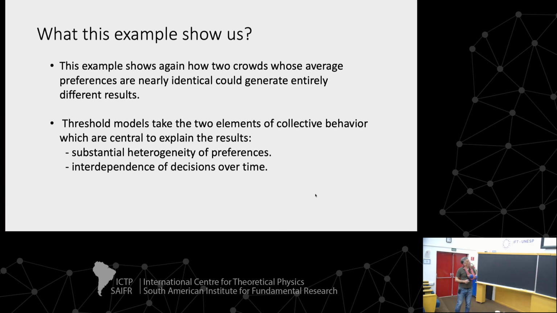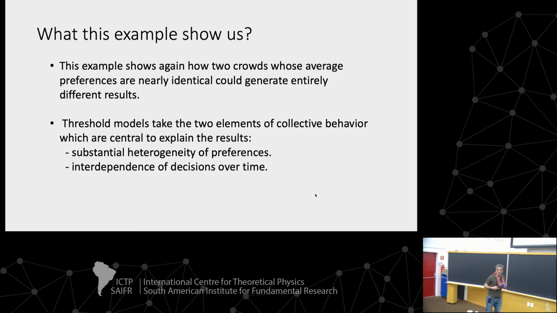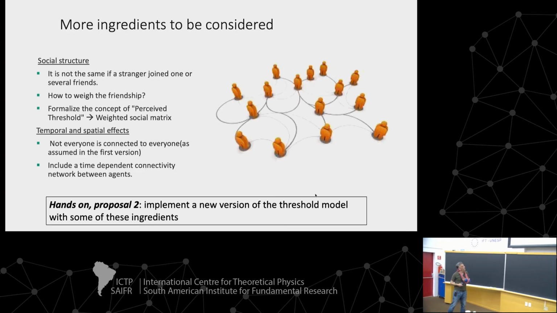So this is a very nice model, because this example shows how two crowds, which on average are nearly identical, produce entirely different results. And this is a problem that we have to deal with. The threshold model takes two elements of collective behavior that are central to our research: heterogeneity of preference and a nonlinear coupling between individuals.